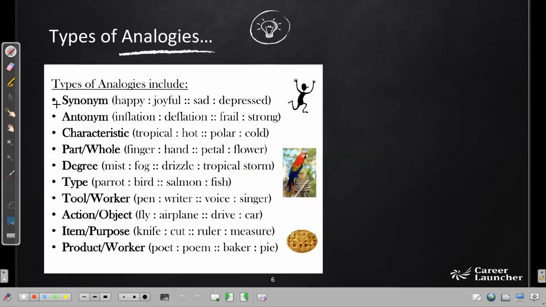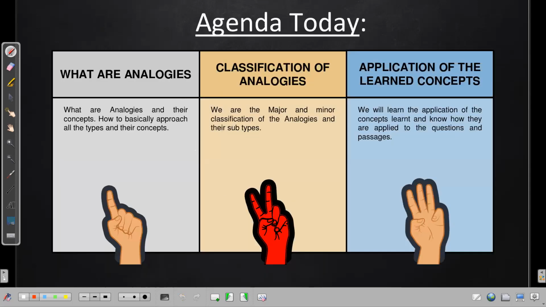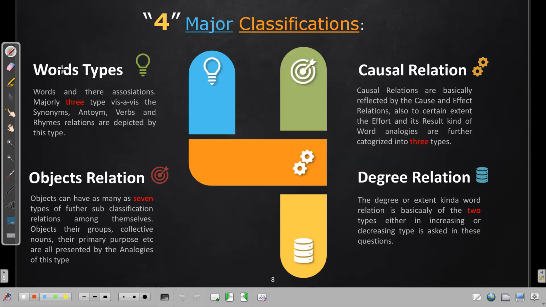I think the types of analogy we've all understood as the basic ones are synonyms, antonyms, characteristics of things, part or whole, degree, type, tool, action, item, purpose, which I have further classified in my video today into four major types. There are three word types. There are 7 object types, which is the most confusing one. So 7 and 3 is 10. There are 3 causal types, so 13, and then 1 or 2 kind of degree ones, which is the 14 or the 15 kind I was talking about. So we can understand them in it.